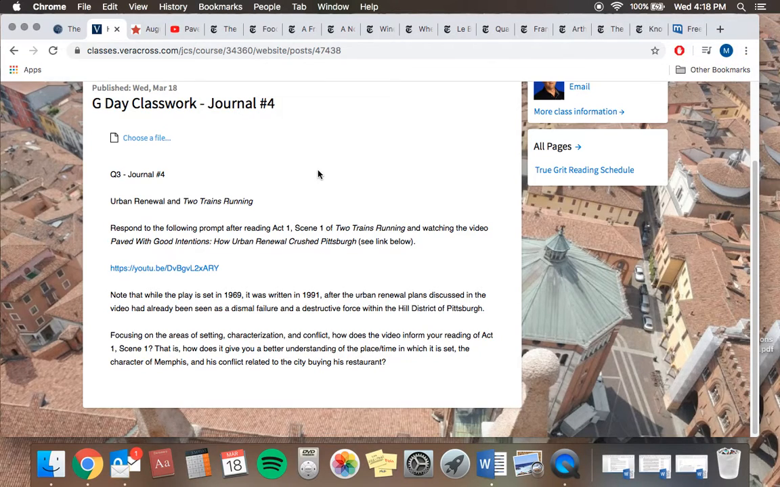Anyway, if you have any difficulties with that, please let me know, and we'll try to work something out as far as that goes. So let me know if you're having any issues with that or anything moving forward, but prepare to have your journals done on Monday and have them be ready to be submitted. And then also Act 1, Scene 2 of Two Trains Running.